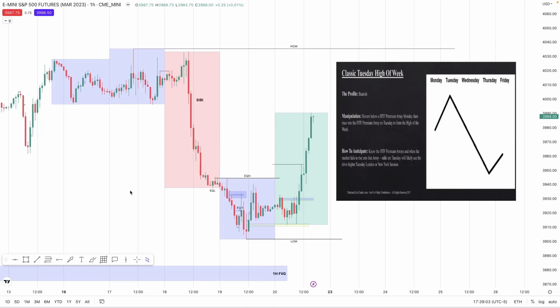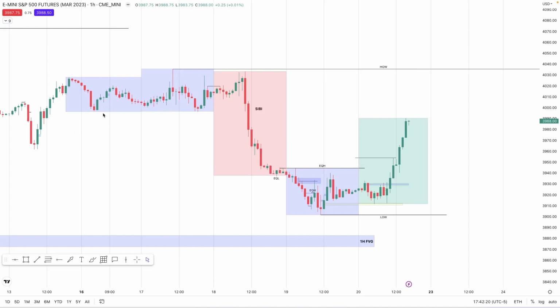We are going to get into this YouTube video on the previous week of Monday the 16th through Friday the 20th. As you can see here, we had a bearish weekly model with a classic Tuesday high of week, an expansion lower, and then a move back up Friday. So we'll get into this in more depth and go over the ICT concepts, break this down, and what to look for.